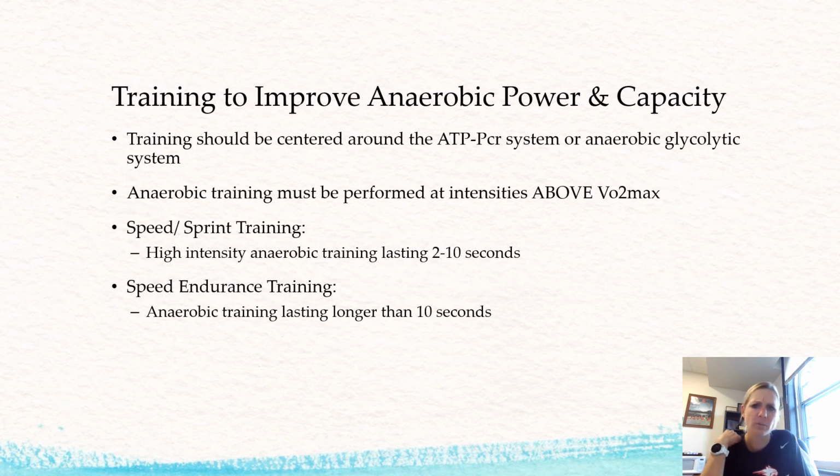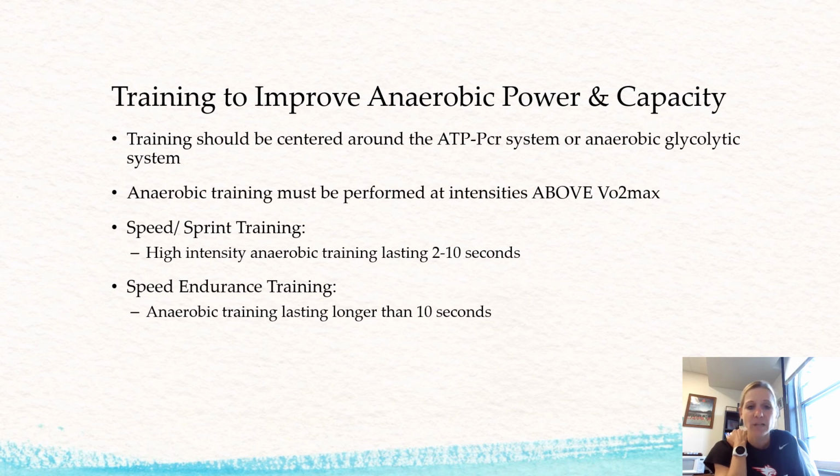So how do we train to improve these? Okay, so training should be centered around the ATP PCR system and anaerobic glycolytic system. Again, anaerobic training must be performed at intensities above VO2 max. So again, we can do sprint or speed training where we're looking at high intensity intervals that are 2 to 10 seconds in duration. Okay, and then we need at least 30 to 60 seconds rest.